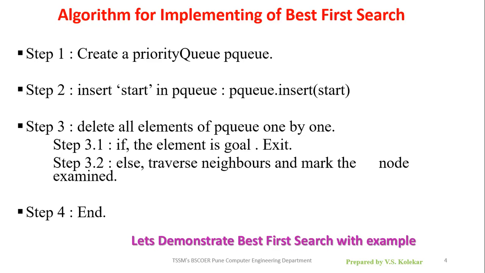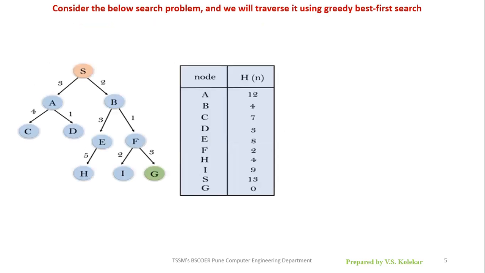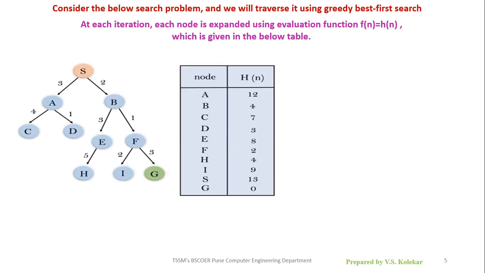Now let's demonstrate best first search with an example. Consider the below search problem. We will traverse it using best first search. So this is a tree having the starting node S and a number of intermediate nodes, and at each iteration each node is expanded using the evaluation function f(n) = h(n). In this table they have given the value of h(n) for each node. So now expand the node S, meaning visit the first node S, the starting node, and put it in a closed list.